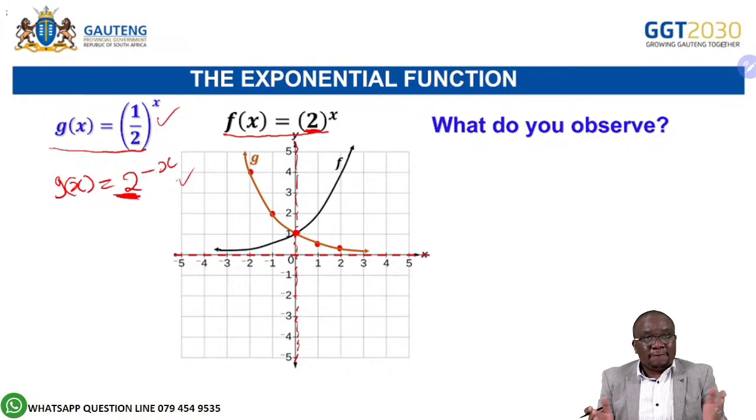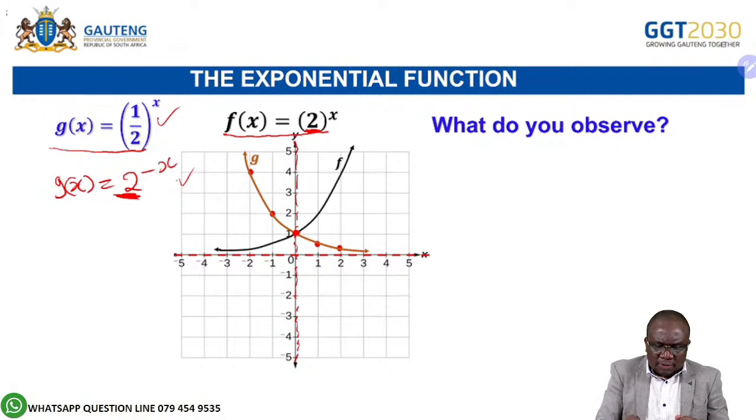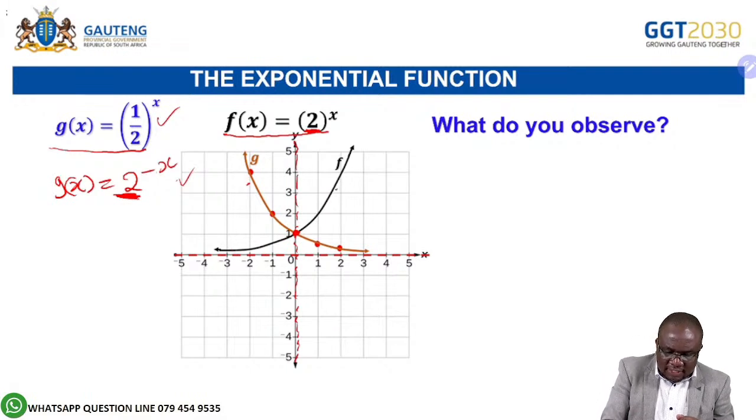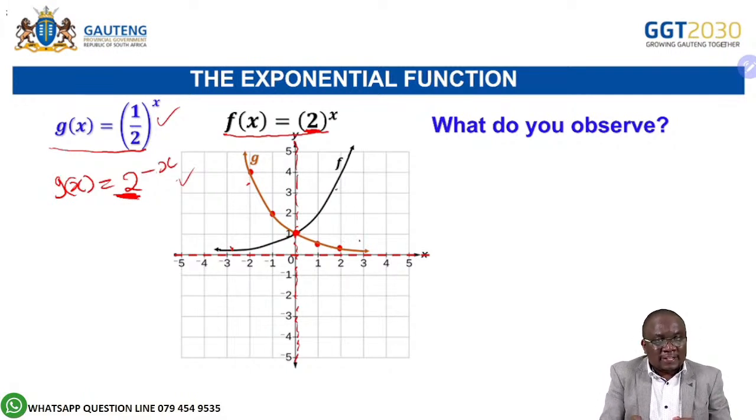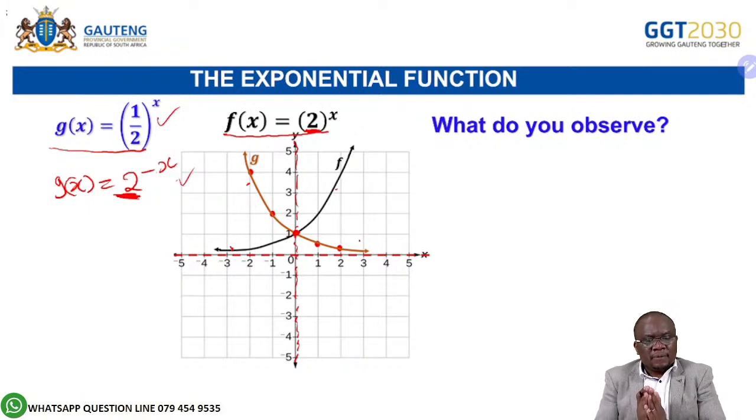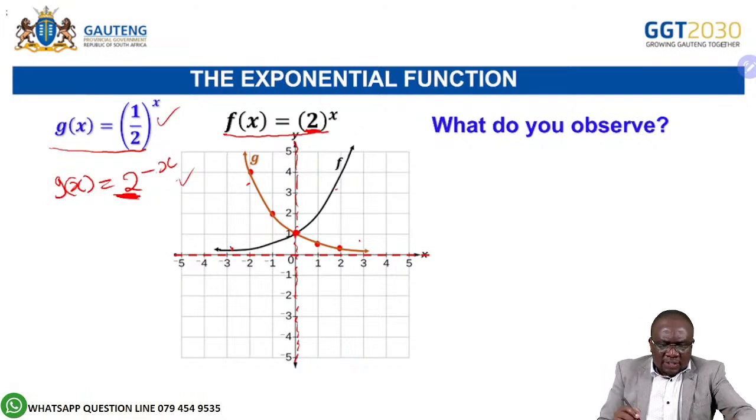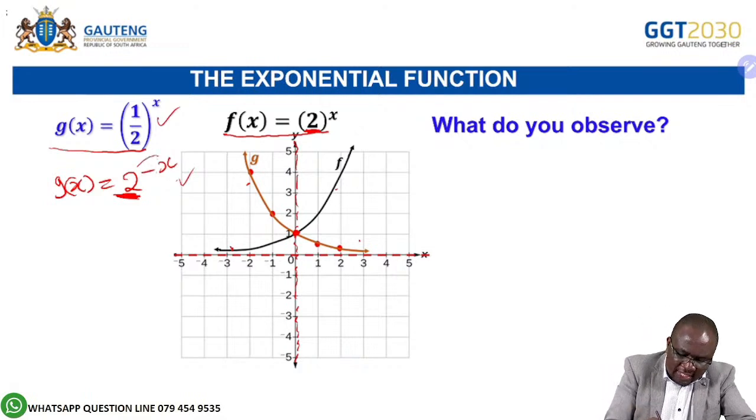So g of x is a reflection of f of x. This arm is reflected, it comes this side. This arm is reflected, it comes this side. Something like that. Okay? So this is a reflection about the y-axis. Right. What has happened here? We replaced x with negative x.